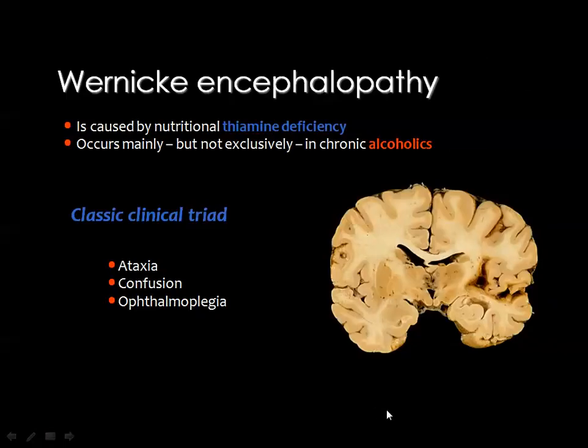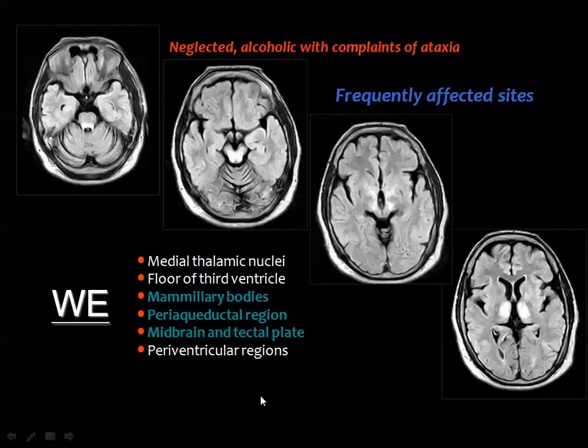Then Wernicke's encephalopathy is a disease caused by nutritional deficiency of thiamine. And also this disease is commonly seen in chronic alcoholics, but can be seen in other patients. It is diagnosed clinically by a classic triad of ataxia, confusion, and ophthalmoplegia.